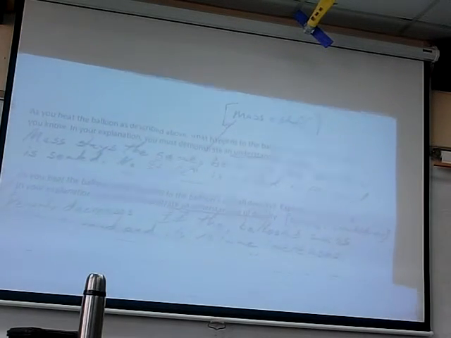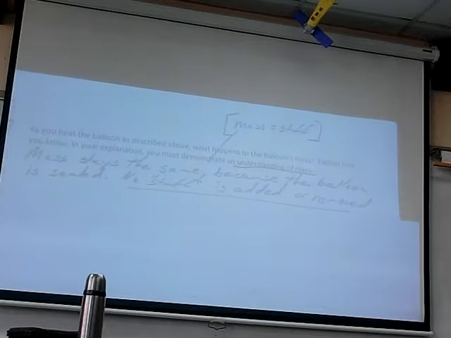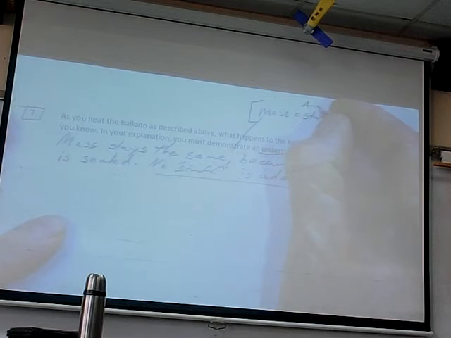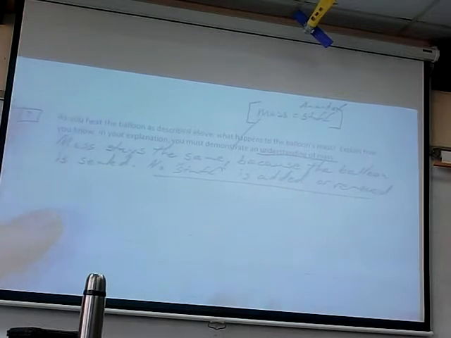I think maybe what makes these questions hard for people is that we're putting together everything you've done all year, just combining all the information. Number 7, what happens to the mass? Mass is stuff. Matter is stuff. Mass is the amount of stuff in an object. So the amount of stuff's not going to change because it was sealed.